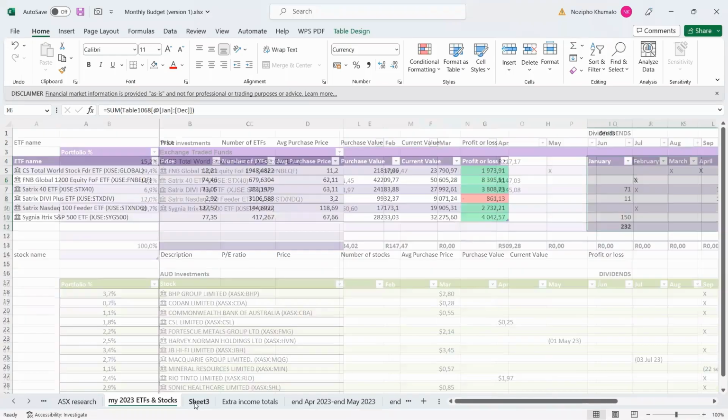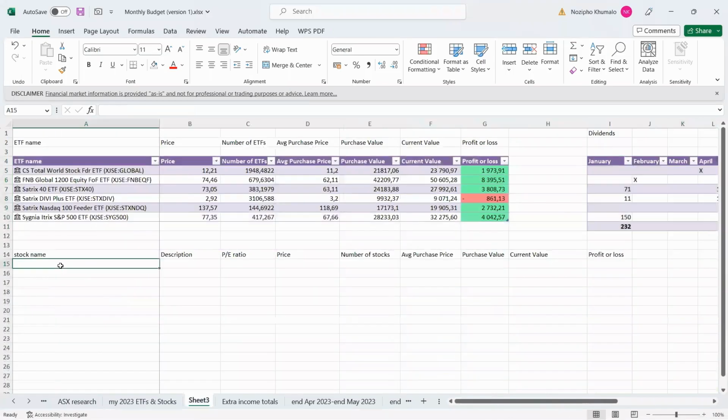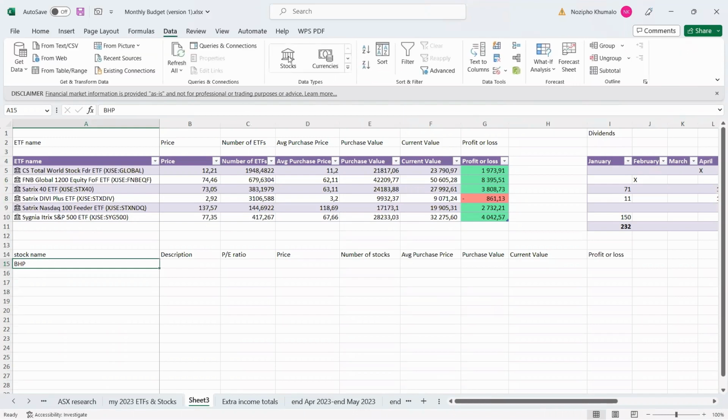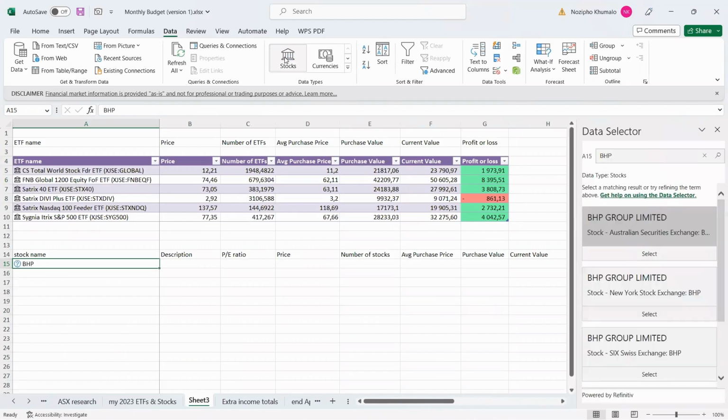Let's go to my example spreadsheet. Where it says stock name there, I'm going to type BHP and click enter. Once I do that, I highlight it and then under data, I click on stocks. Then it's going to search. There are so many BHP. There it says BHP Group Limited.